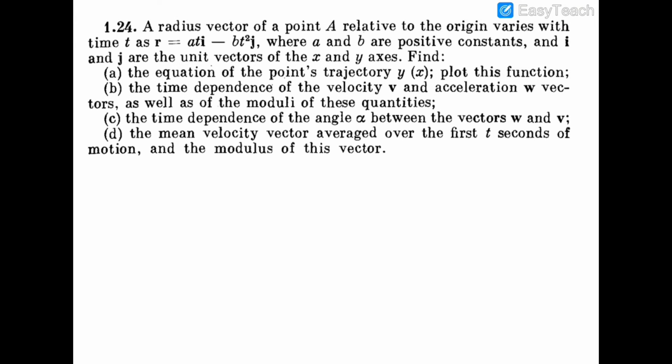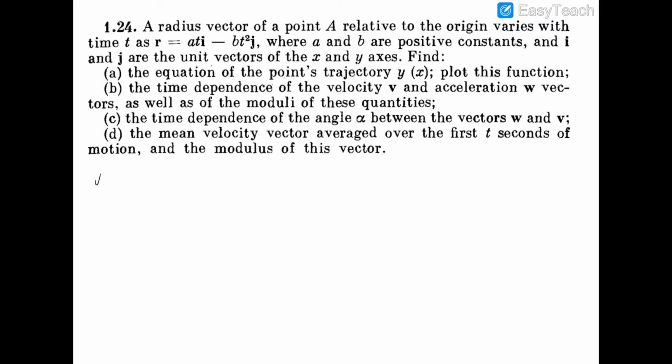In this question, you can see that the radius vector of a point relative to the origin varies with time like this: r is equal to a t i cap minus b t square j cap, where a and b are positive constants and i and j are the unit vectors along the x and y axes. We have to find the equation of this point's trajectory, and plot this function.